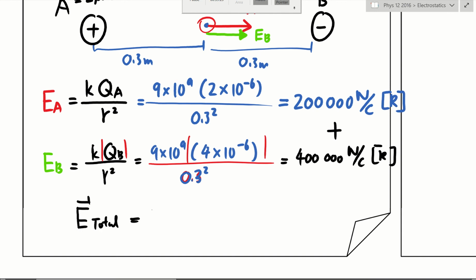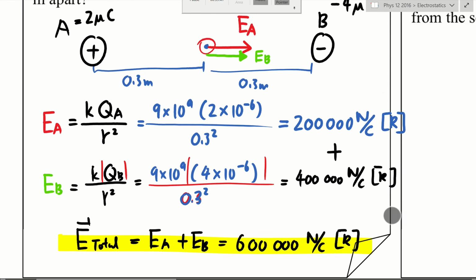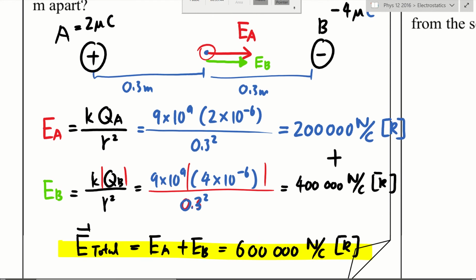So the total electric field is EA plus EB. And because they both go to the right, you literally add them. 600,000 Newton per Coulomb, right-hand side. So you don't use the equation's positive and negative sign at all. Okay, so in 2D, it's a little annoying. I agree. So next, you have two charges that are not exactly the same, but they're both positive in the next example.